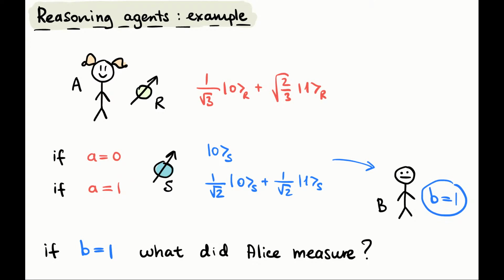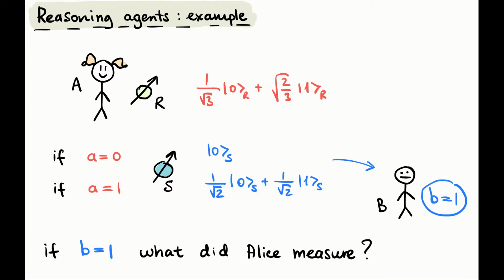So we've seen the silly example of Alice, Bob, and Charlie getting their lunch. So now Alice and Bob had their lunch. They're back to their labs and the usual day. And the usual day of Alice is that she takes the system R, which is prepared in the state that you see above, and she measures it in the computational basis.